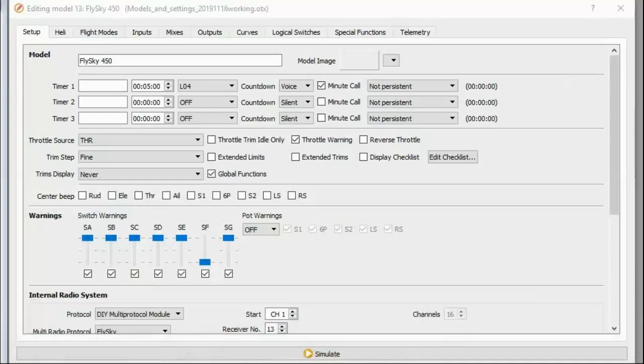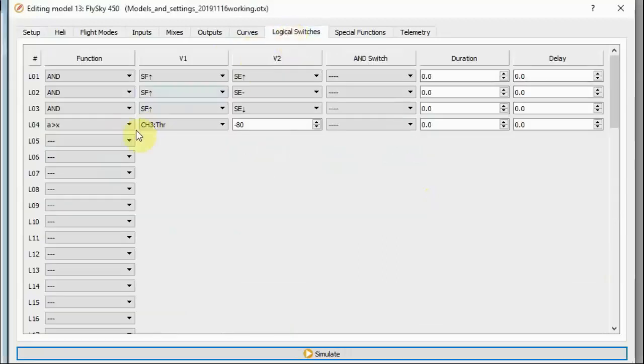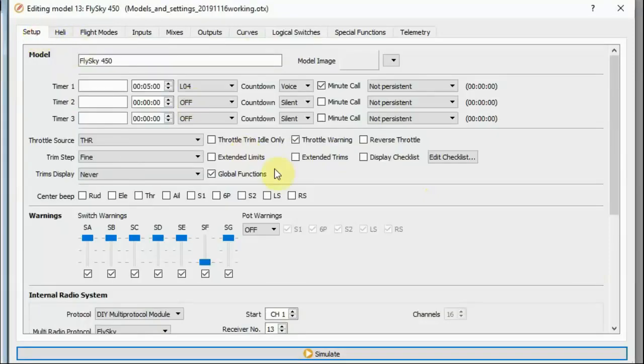I'm programming here for an older 450 size helicopter with a FlySky receiver in it, and I'm programming for my Jumper T16 because that's the OpenTX transmitter I'm using at the moment. I've got a timer conditional on a logical switch, and the logical switch is conditional on the throttle channel being over -80. This is the same as in the other helicopters that I was dealing with.